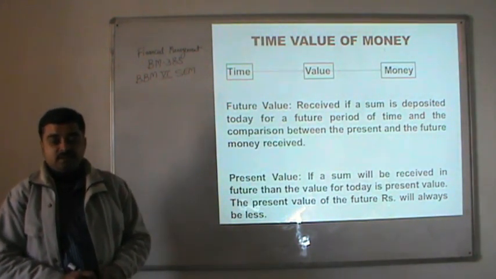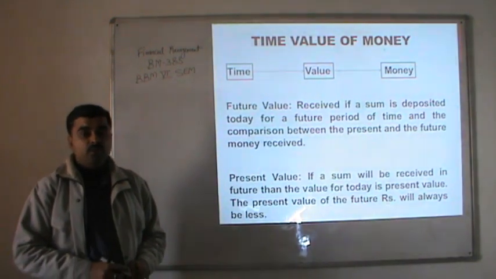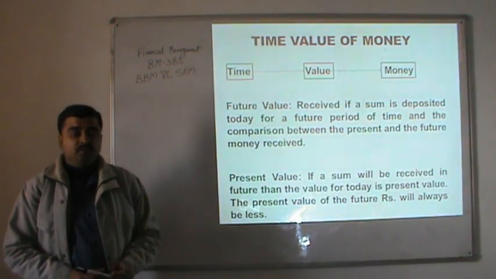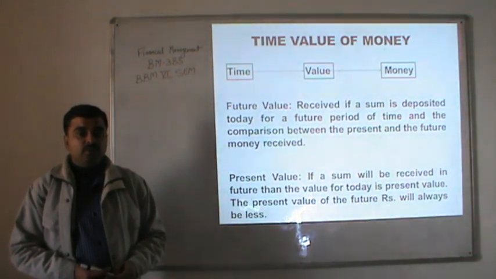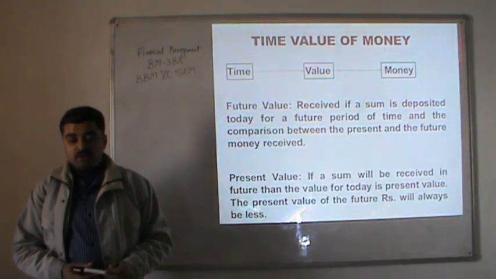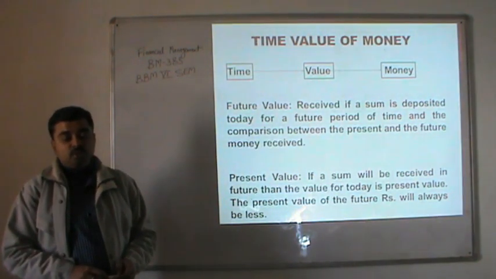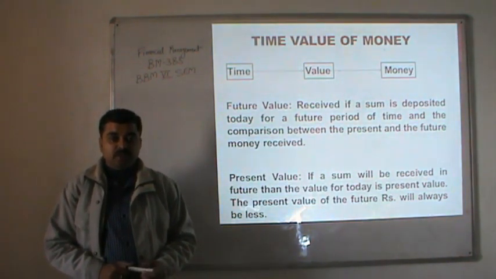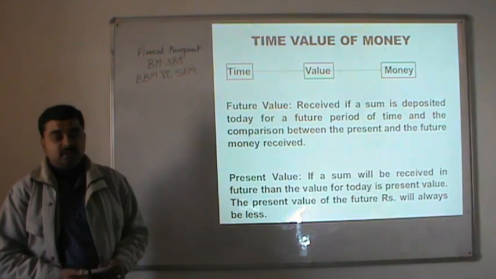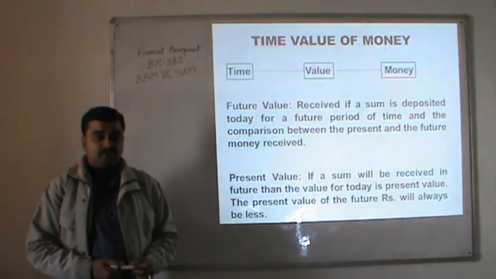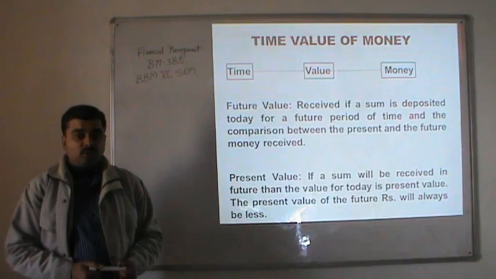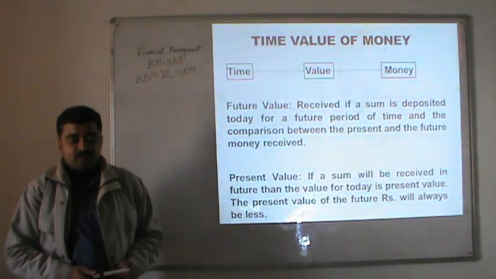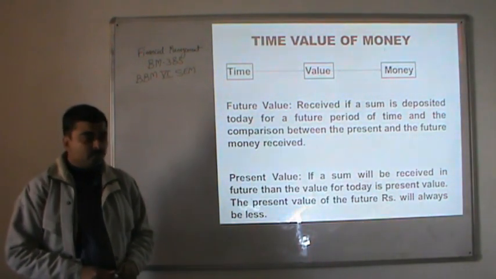Number one is the future value. Future value means the amount which we invest today will increase by a future date, and whatever we are going to get will be the future value of the money. For example, if I invest 1000 rupees for 4 years at a 10% rate of interest, my total amount will be 1000 plus interest. That will be the future value which I will get.